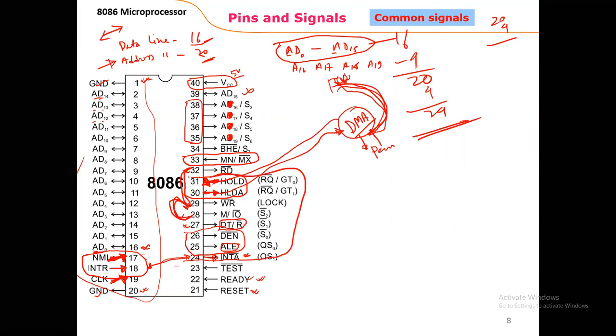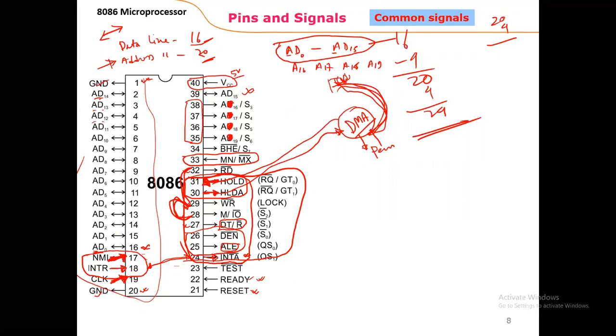These 8 pins just change. In minimum mode, pins 31 to 24 are minimum mode pins: hold acknowledgement, write, M/IO bar, DT/R bar, DEN (data enable), ALE, and INTA (interrupt acknowledgement). These are all minimum mode pins.